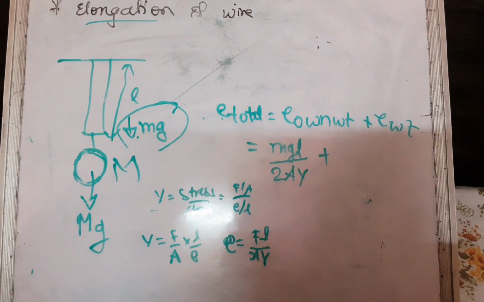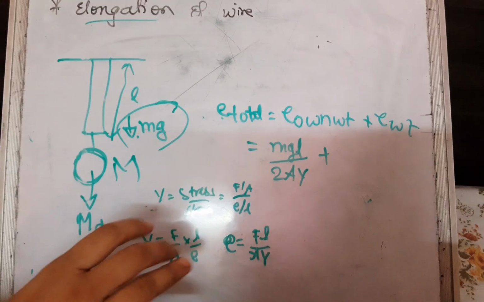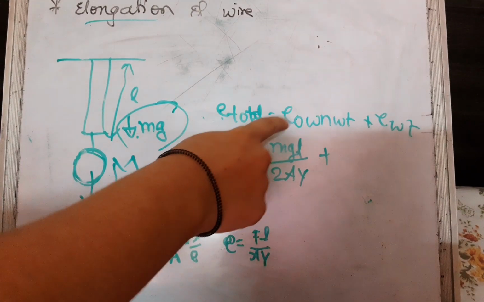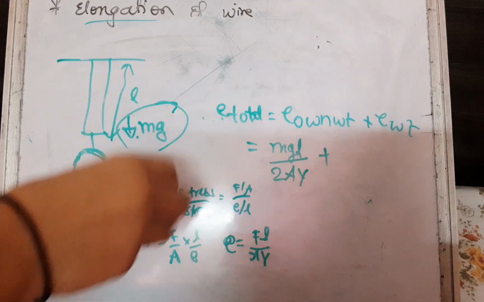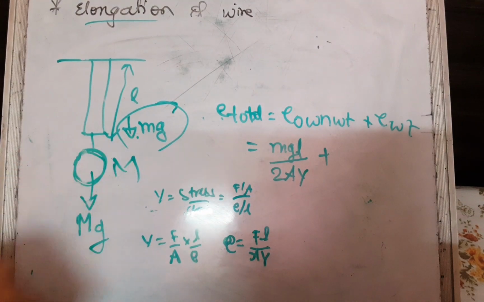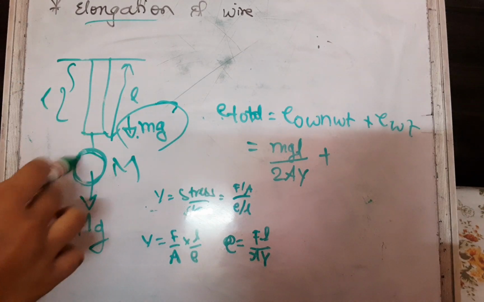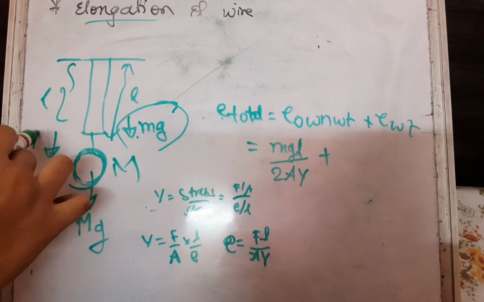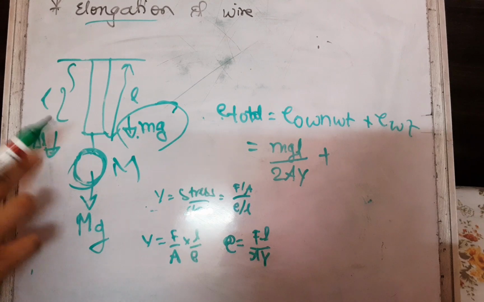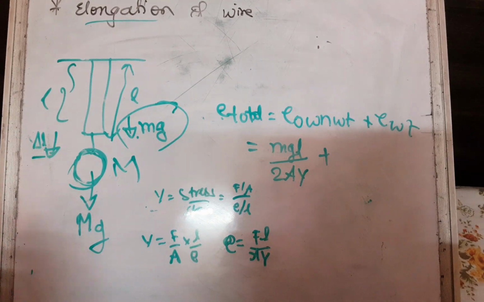Elongation due to the weight. Here you should not, because it's not a concept of elongation due to its own weight. It is a concept of elongation due to whatever weight you attach. So the original length was L. Now due to this new weight, it will shift by a distance delta L. This is only the elongation. This you need to find.